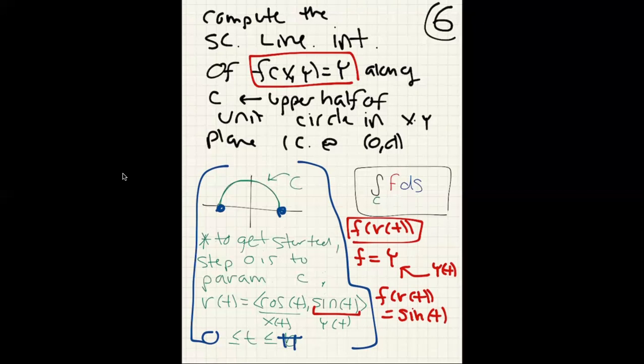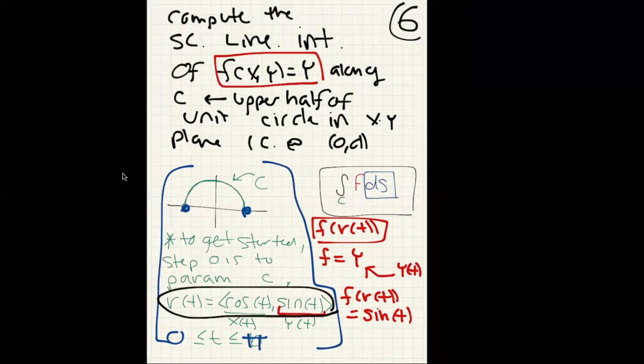And then the last thing we'll need to do is figure out what the ds is. So we'll need to find the derivative. We'll have to find r prime and take its norm. So I'm going to move over to the next page, and on the next page I'll copy down the parameterization that we found, which was this. Let me know if you need me to go back.